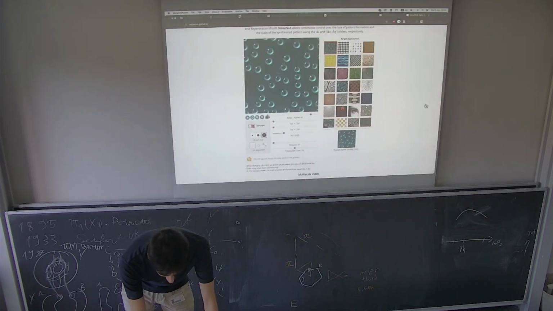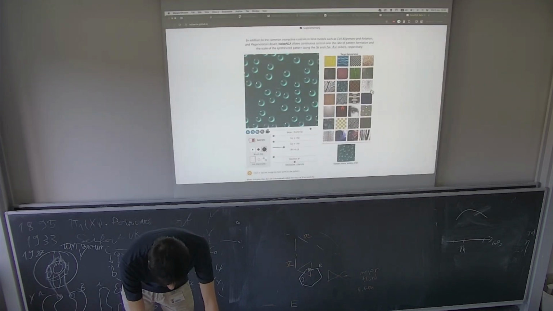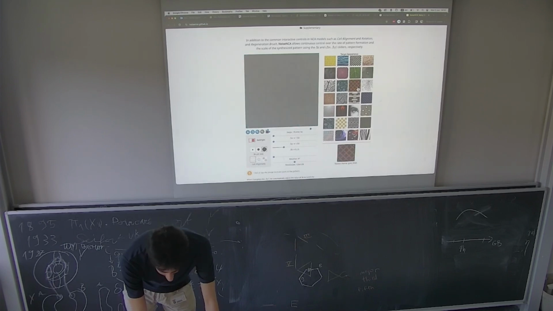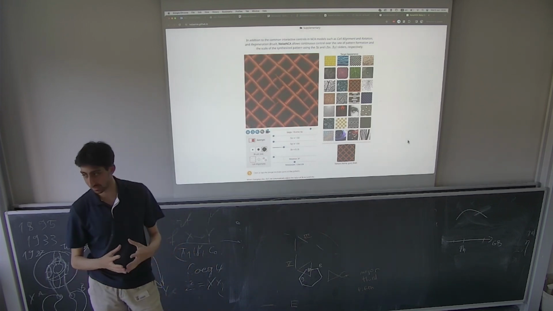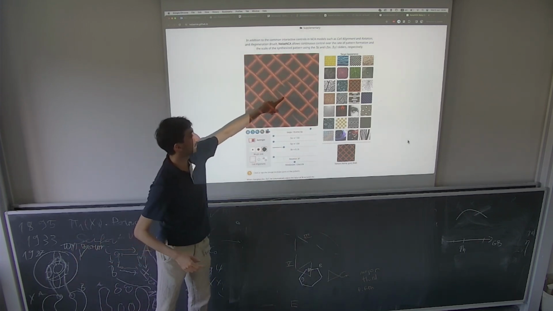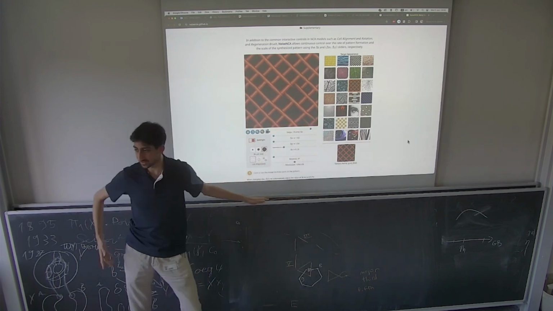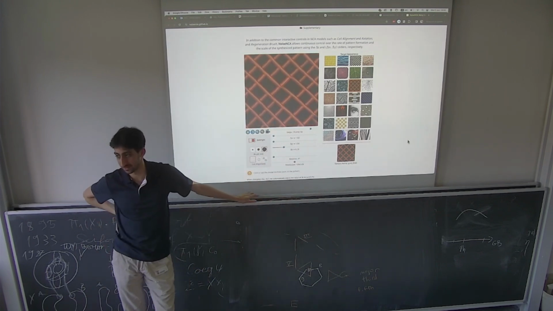Let me double check. I don't think so. For example, for this one, you see, this one is I would say very large, like these squares. But this one is continuous, even with the normalization.